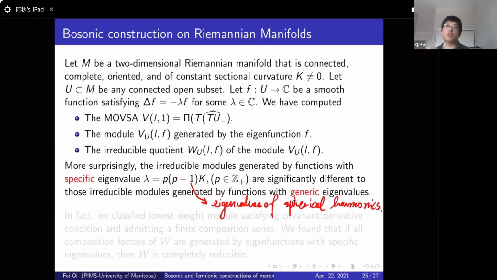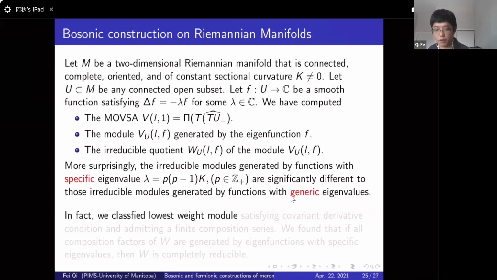So it turns out that these eigenvalues lead to very, very different irreducible quotients. This is another thing I don't have any conceptual understanding of. It just turns out to be that way. Okay, so apart from this difference, there's actually something more interesting in terms of representation theory.